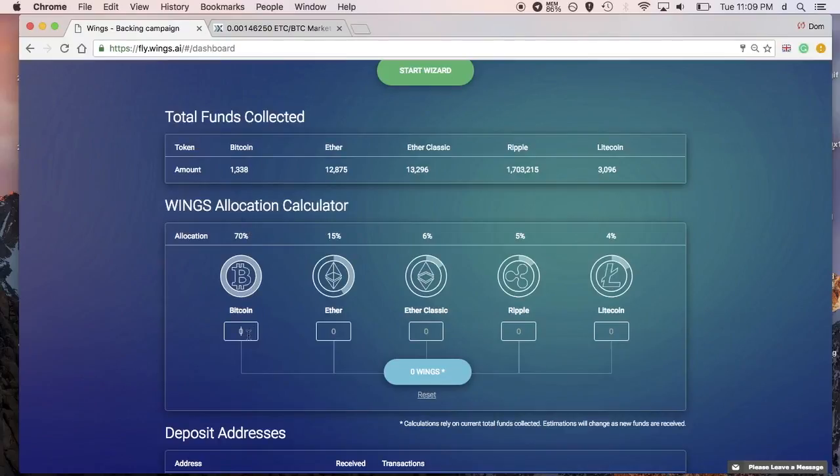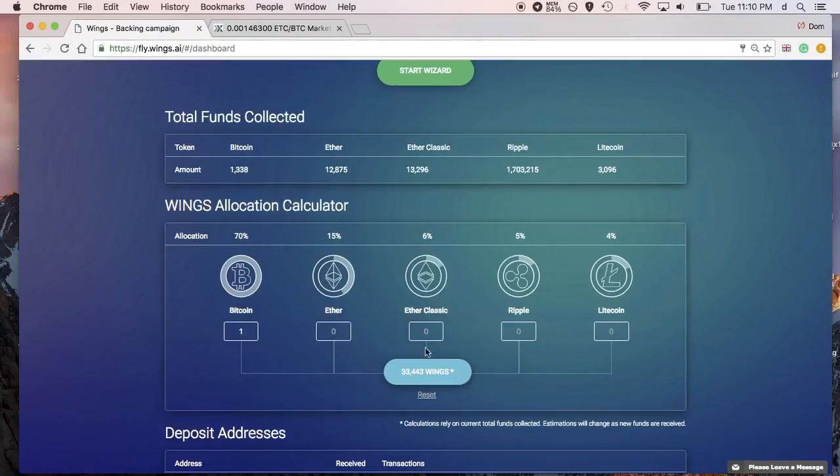And so what you would do here is, for example, put in 1 here for 1 Bitcoin, and that would show that right now, based on the number of Bitcoins given and the bonus and such, that allocation estimate would be 33,443 Wings. Now, these calculations rely on the current total of funds collected under that Bitcoin bucket.